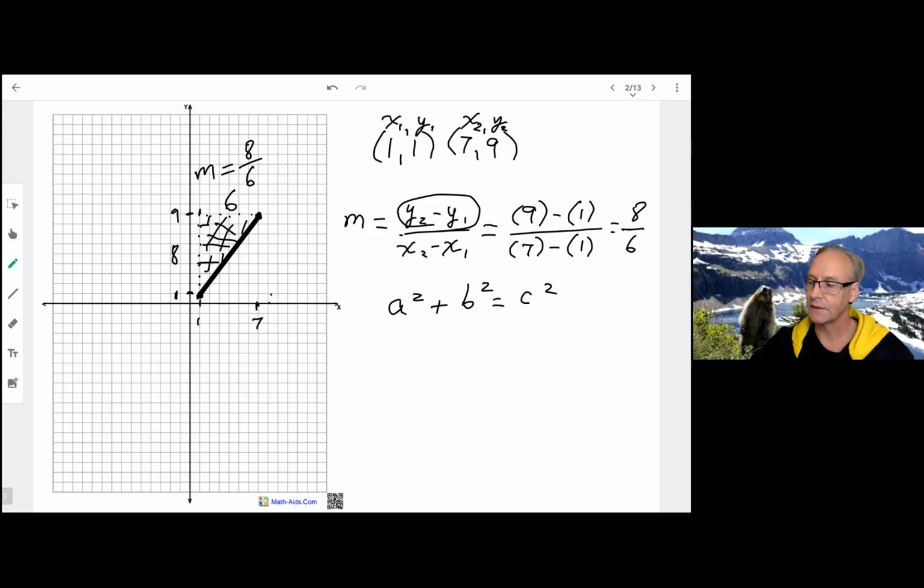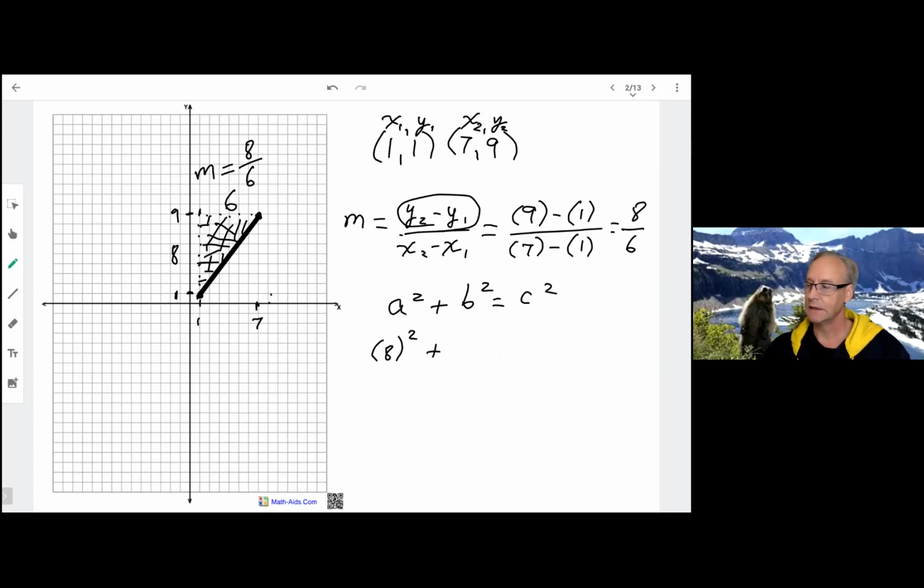This is a right triangle up here, and I may be interested in finding that missing side of that right triangle. So one of the legs is a, which is maybe, I'm going to go ahead and use the y values for that one. So that's going to be my 8.